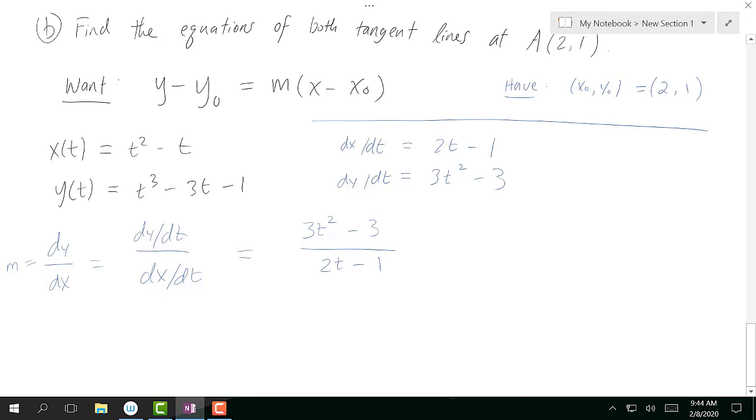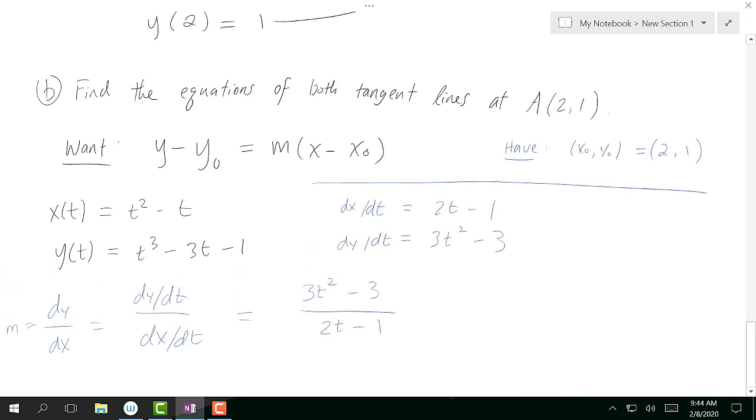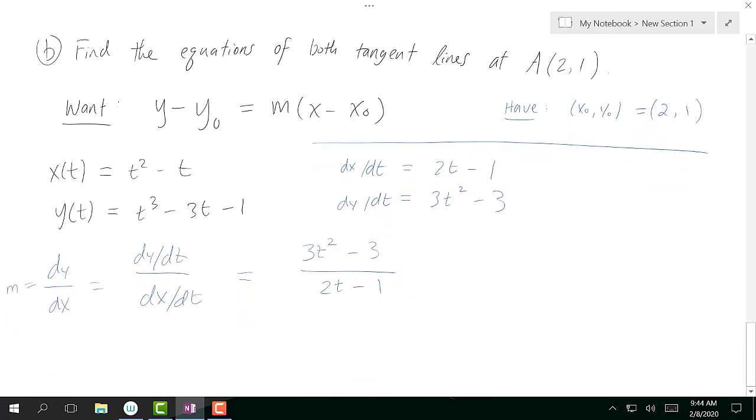And so we want to find the slope at a certain point, right? And so what we're going to do, actually, to be able to evaluate this, let's see, one moment. Okay, so again, we're at this point (2, 1) at two different values of time. And so the times at which these occur, so we say we are at this point when t equals minus 1, and when t equals 2.